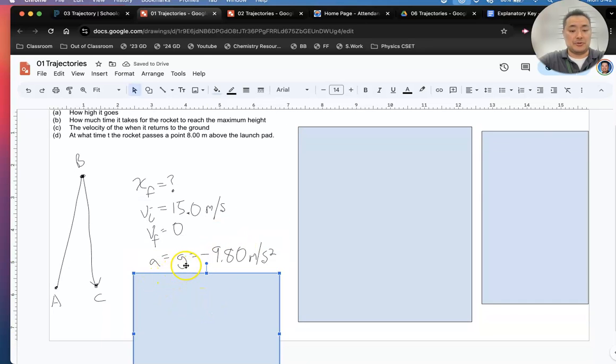Acceleration is the same thing as gravity when it involves objects moving up and then back down. And the acceleration is negative 9.8 meters per second squared.